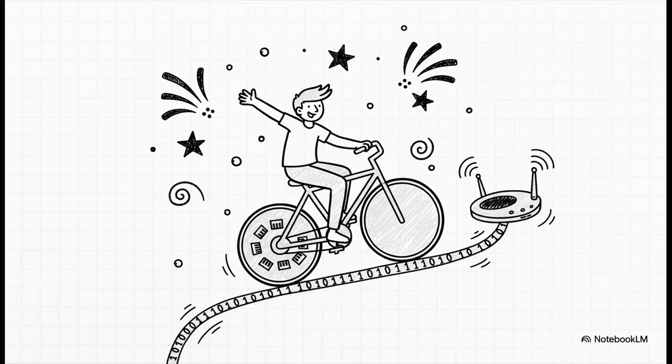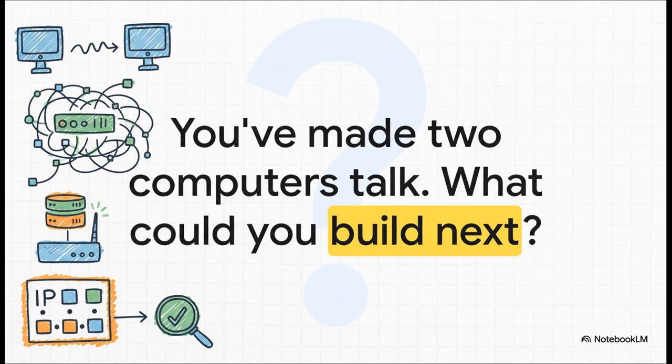So remember that bicycle analogy from the beginning? You just did it. You stopped just watching videos about how to ride. You actually got on that virtual bicycle. You pushed the pedals when you configured those IP addresses, and you rode it down the street when you sent that successful ping. You have literally just made two computers talk to each other from nothing. This simple two-laptop, one-switch setup, it's the building block for everything from your home Wi-Fi all the way up to the entire global internet. You've laid the first brick. The real question is, what are you going to build on top of it?